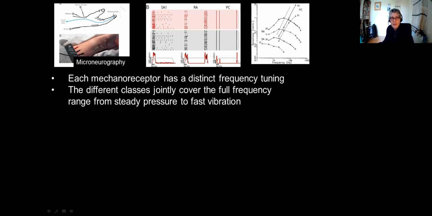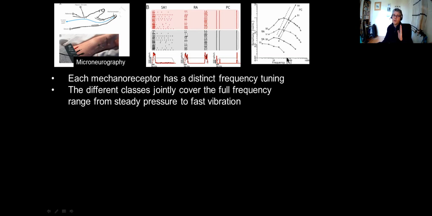Now, each of these mechanoreceptors responds to a distinct mechanical frequency. That's why, for example, you can see that the slowly adapting one, which is the Merkel, has a sustained DC response, the RA slightly higher frequencies, and the PC very high frequencies.